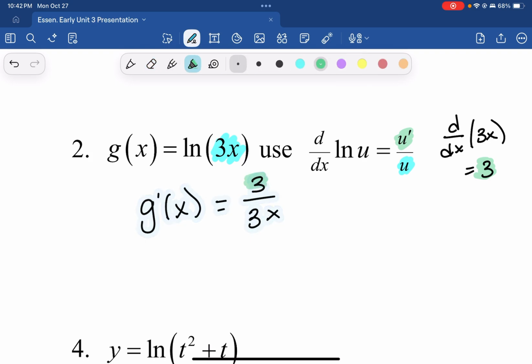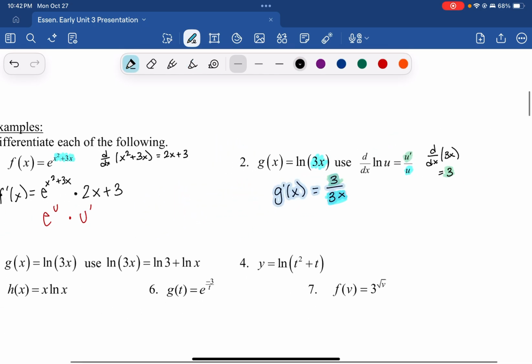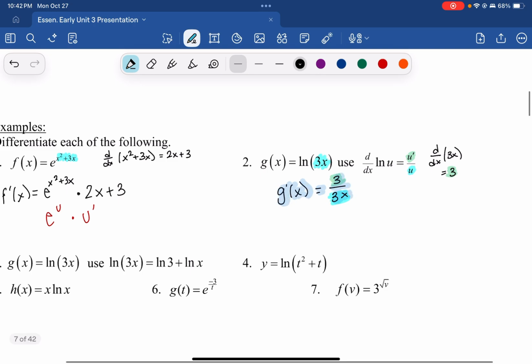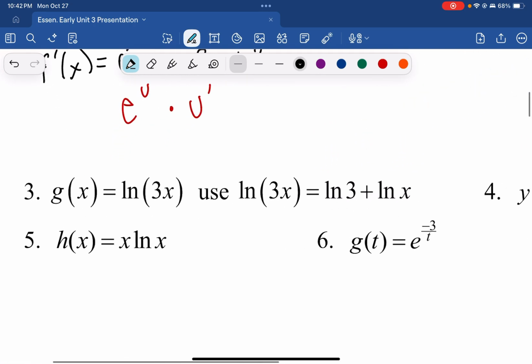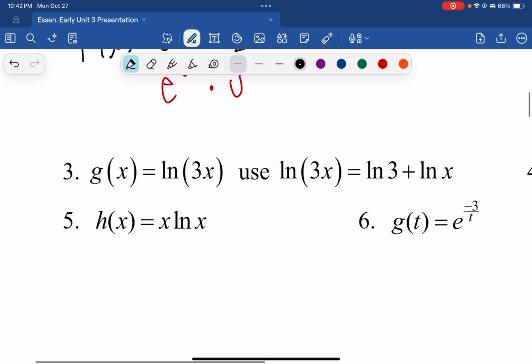Color this so we can see those pieces. Okay. Right. So we have to make sure we're taking the derivative of the inside. Okay, I don't know why it didn't leave a space.